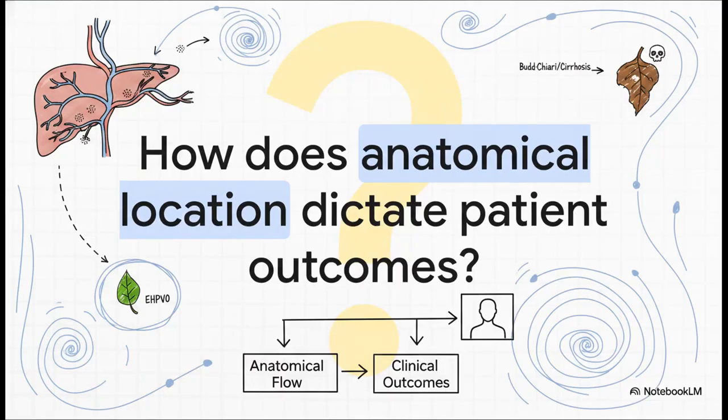So, what does this all mean? We wrap up with this profound thought. How does the exact anatomical location of a microscopic vascular blockage dictate entirely divergent trajectories of a patient's life? Mere millimeters of anatomical difference determine whether a patient faces a benign, manageable course like EHPVO or a fatal march towards cirrhosis with Budd-Chiari. By mastering the anatomical flow, you master the clinical outcomes.